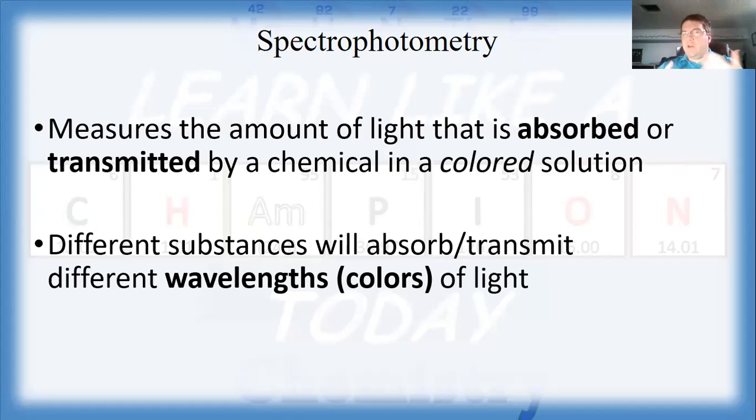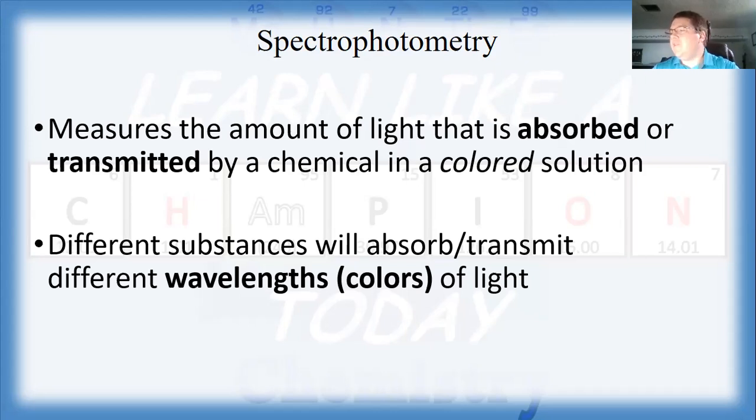So different substances, because they've got different bonds, different connections in there, are going to absorb or transmit different wavelengths or colors of light. So if we can figure out what's the ideal wavelength, then that's going to be the best wavelength to study that particular compound at. And so what we're going to do is use the PhET app to investigate this relationship between absorbance and concentration of solutions, see what that relationship might be, and then start to look at how we can best choose the wavelength that we should use in a spectrophotometric study.